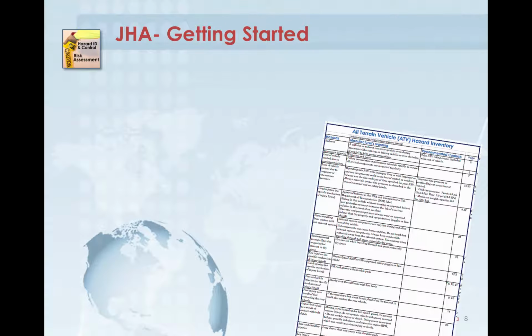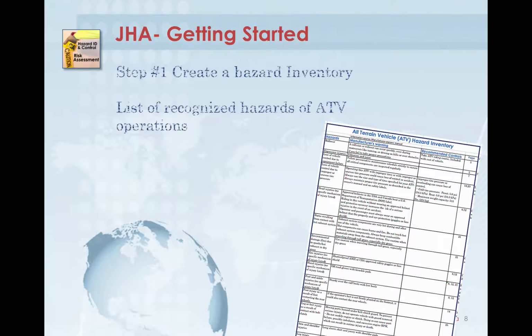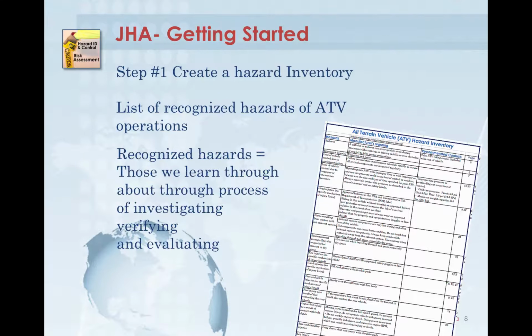Step number 1 is create the hazard inventory. It's basically a list of all the recognized hazards of ATV operations. And what's a recognized hazard? It's one we can learn about through a process of investigating, verifying, and evaluating for accuracy. With ATV operations, that process is made easy. Hazard information is widely published through numerous knowledgeable sources.